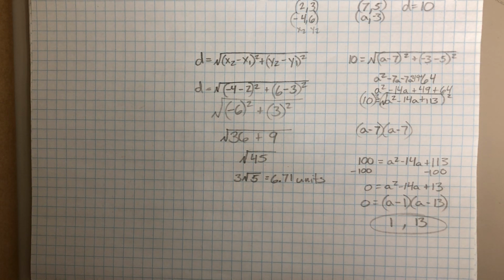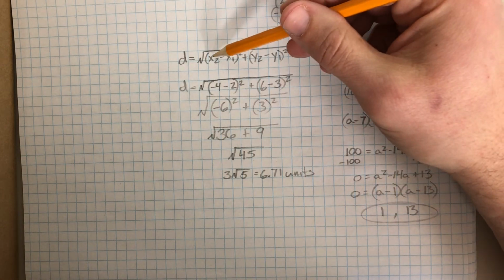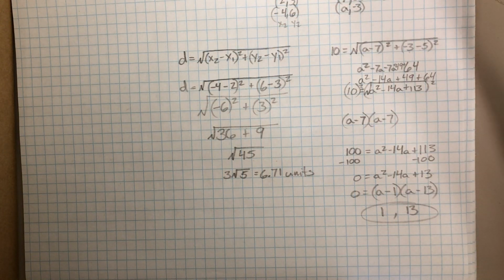All right, that's it. It's just a matter of knowing the formula. D equals x2 minus x1 squared plus y2 minus y1 squared, and the square root of all that. Plug the numbers in and simplify.